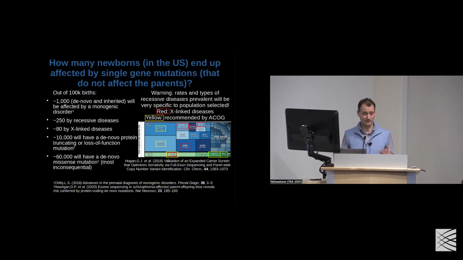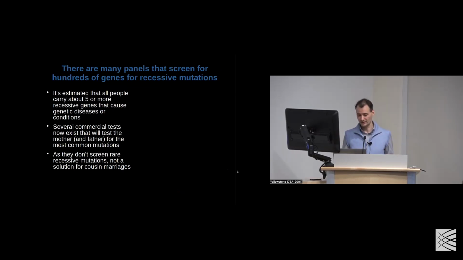FMR1 is an X-linked disease, a repeat expansion on the FMR1 gene on the X chromosome. And so there are actually tests nowadays that will test for mutations in all of these genes, but in the parents.